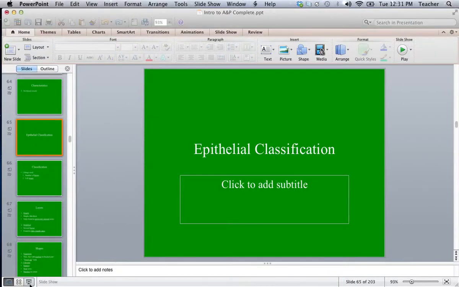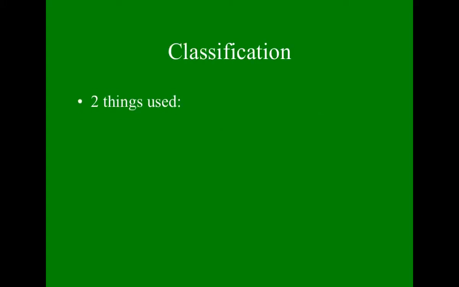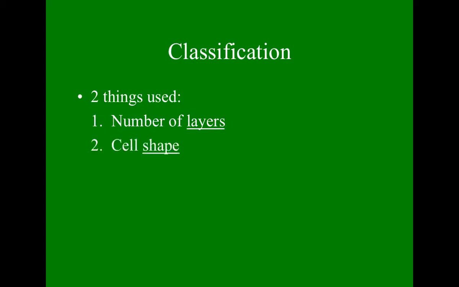Okay, so what we want to go through this time is how we actually classify our epithelial tissue. An epithelial tissue can be classified based on two different things. The first thing is the number of cell layers that are present. When we construct the name for our epithelial tissue, the first word in that name is going to indicate to us how many layers are present. And the second part has to deal with cell shape. So the second word in the name of any epithelial tissue will be the shape of the cell.